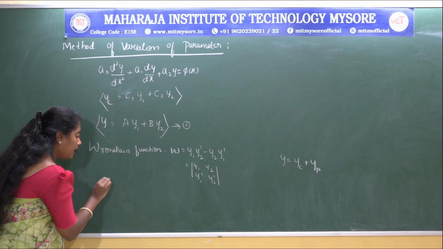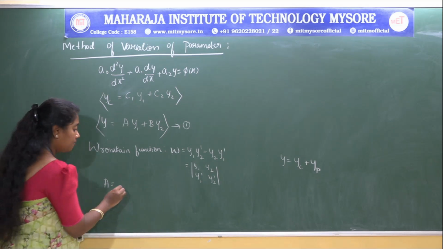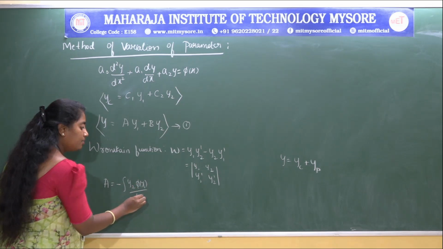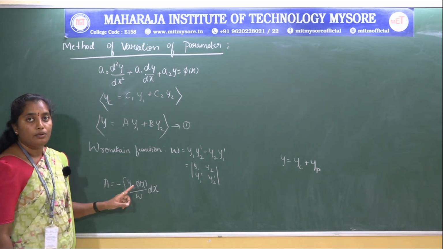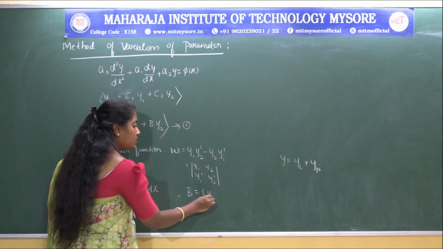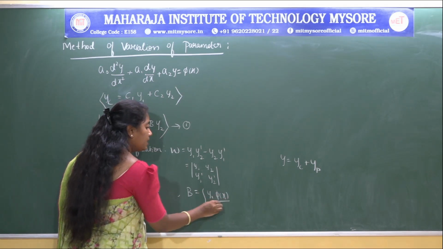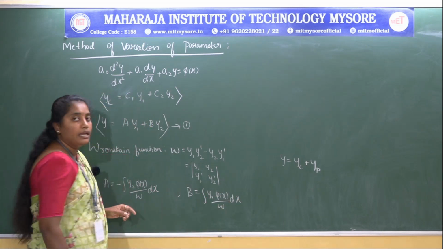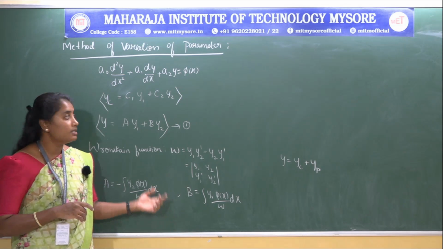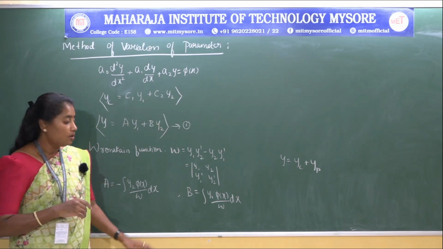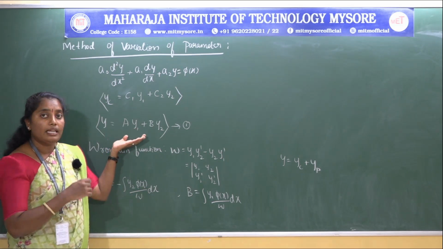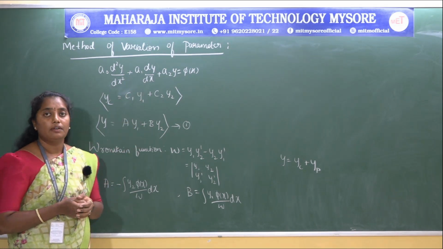To find the values of a and b we have the following results. a is equal to minus the integration of y2 into phi of x by w with respect to x, and the value of b is equal to the integration of y1 into phi of x by w with respect to x. Here both integrals are indefinite integrals. After integration we have to write the integral constants as c1 and c2. So after finding a and b, we have to substitute them in equation number 1. Then the obtained equation number 1 is the solution of the given differential equation.